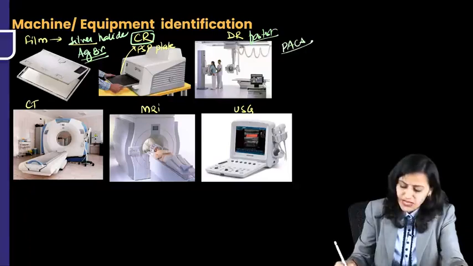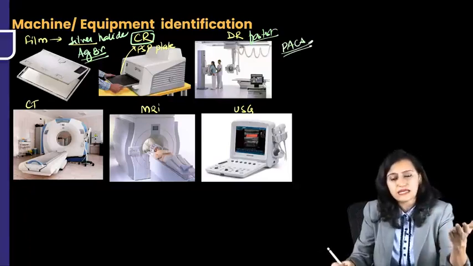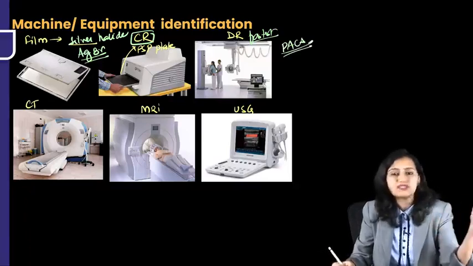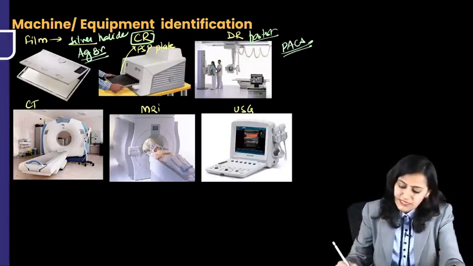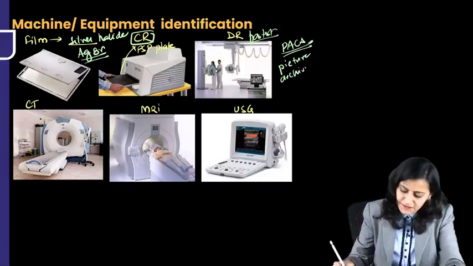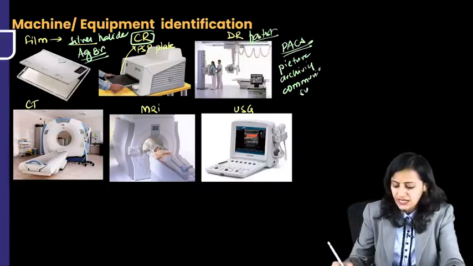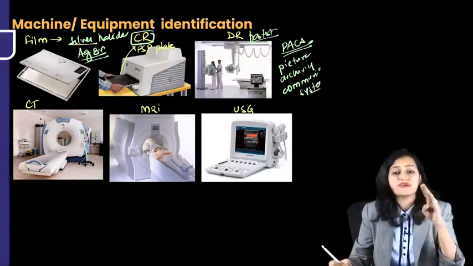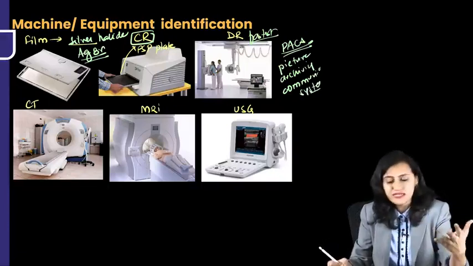And the advantage of this is that it is PACS compatible. That means the digital images can be shared across. What is the full form of PACS? It is picture archiving and communication system. Okay, picture archiving and communication system. So we save the image, we communicate with others, that is PACS.